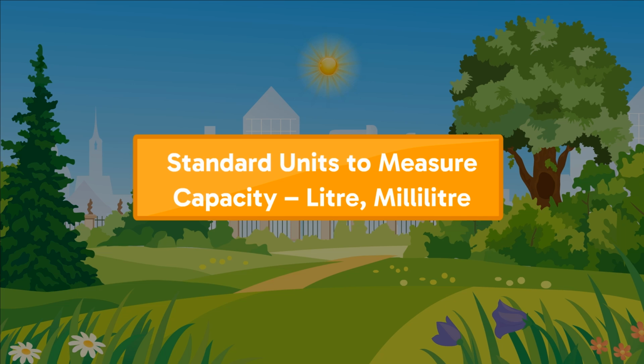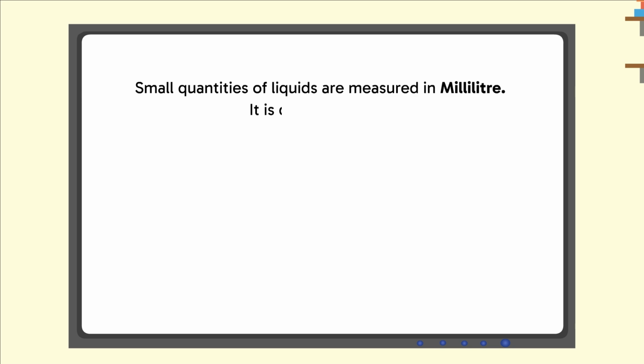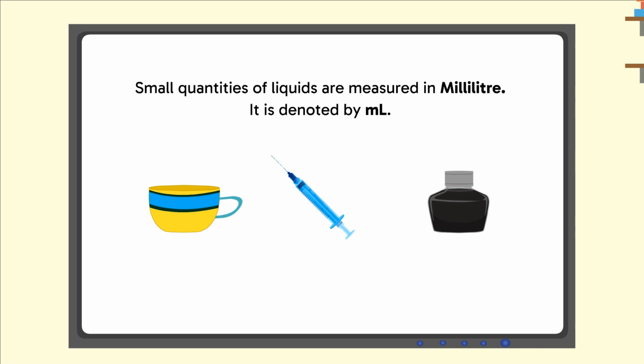Standard units to measure capacity are liter and milliliter. Small quantities of liquids are measured in milliliter. It is denoted by small m and capital L. For example, capacity of a cup of tea, medicine in an injection, ink bottle, etc., are measured in milliliters.